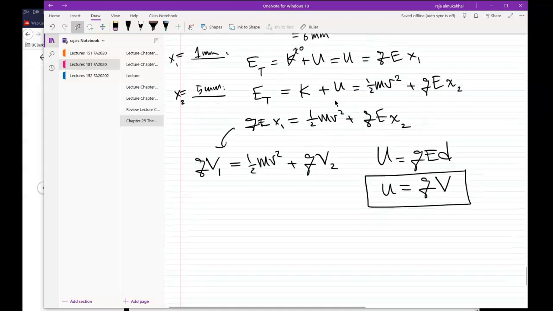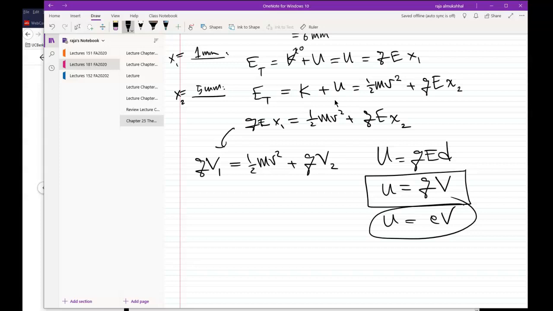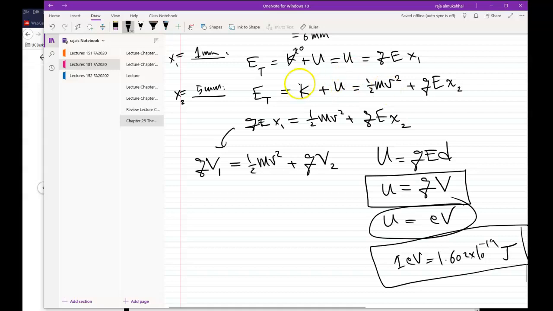Okay. As a matter of fact, you've probably seen the unit electron volt, eV, which is a unit of energy. 1 electron volt is equal to 1.602 times 10 to the negative 19 joule. And that's the unit of energy, as you can see. Excuse me, this is the charge e, which is the same as Q, the fundamental charge. So QV is eV. You see what I'm saying?